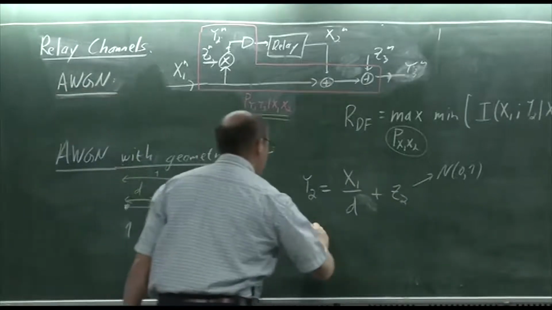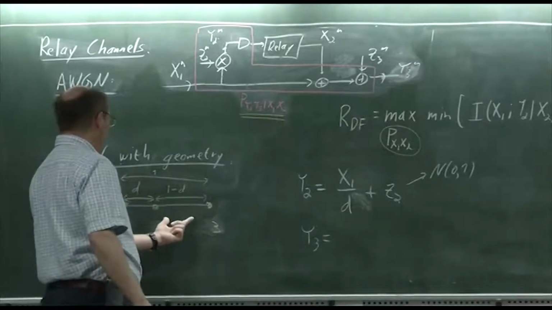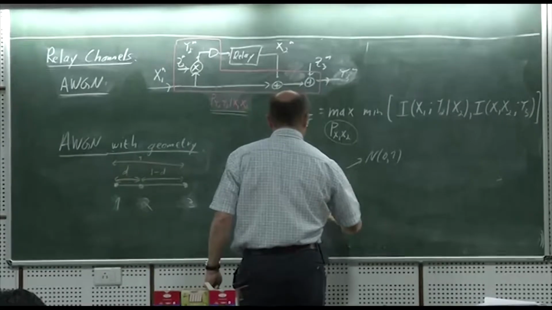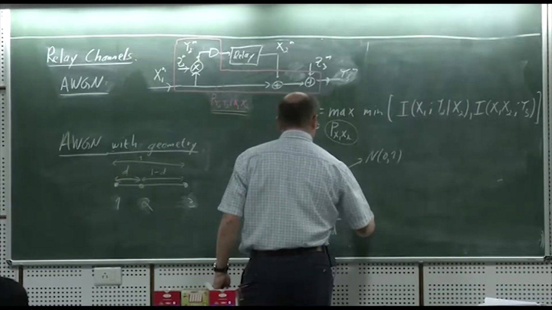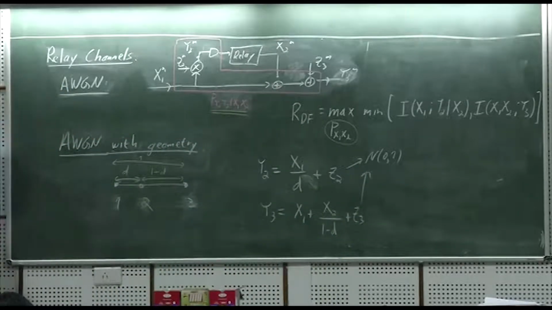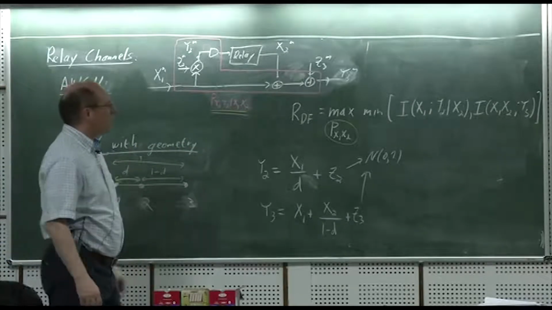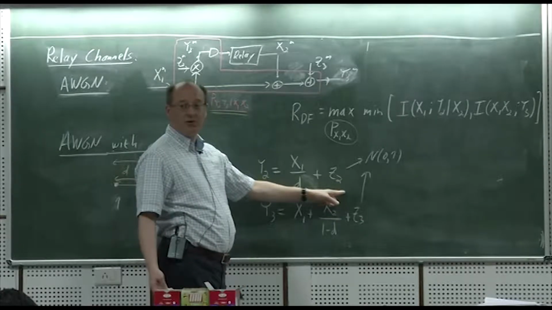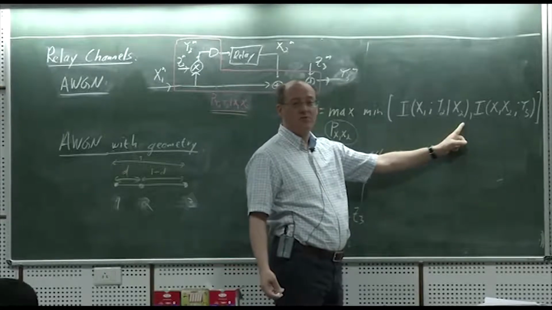And Y3 is now going to be, so this is full duplex communications, X1 divided by 1 plus X2 divided by 1 minus d plus Z3. Okay, so that's going to be the model. And now let's look at what we get. What's the natural choice to use for Gaussian channels? Well, of course, it's Gaussian random variables. In fact, here, Gaussian random variables will be the best choice.